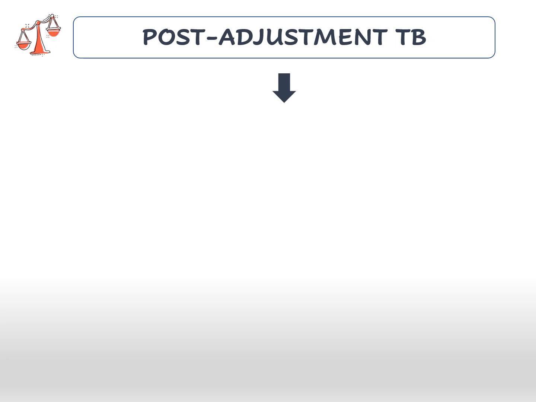Then we need to look at the post-adjustment trial balance. So this is the trial balance that you need to draw up once you have posted those journal entries to the general ledger, balance those relevant general ledger accounts, and then we need to draw up the post-adjustment trial balance that includes all the accounts in the general ledger.